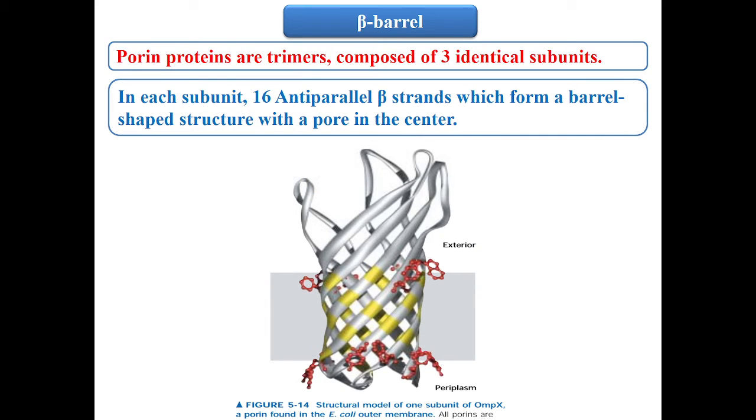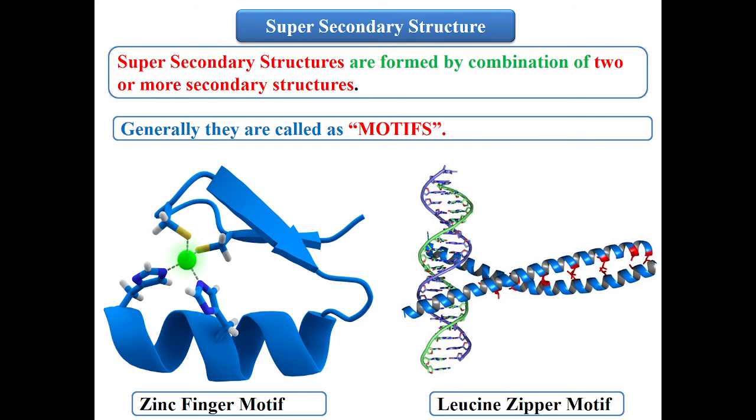Now one example of this beta sheet containing structure is a porin protein which is present on the mitochondrial outer membrane. These porins are trimers which are composed of 3 identical subunits, each subunit of which is composed of 16 antiparallel beta strands which form a barrel shaped structure in the protein, and that allows the molecules to pass through it.